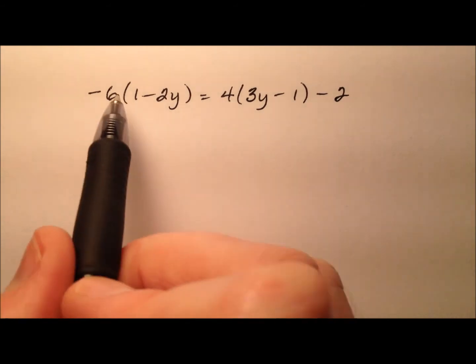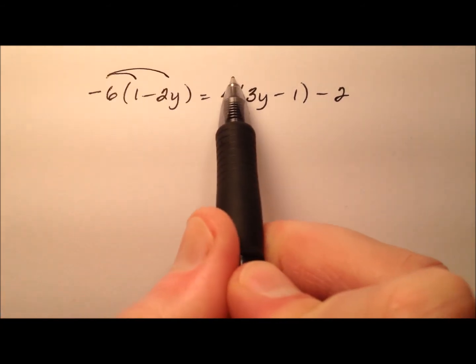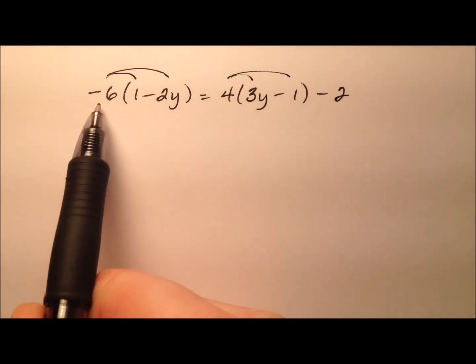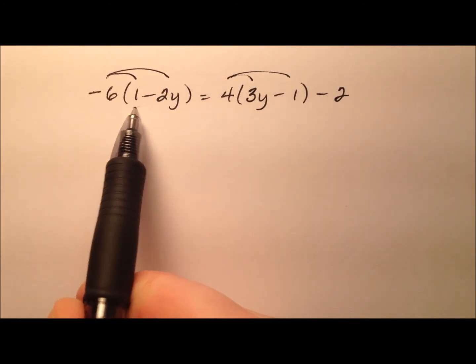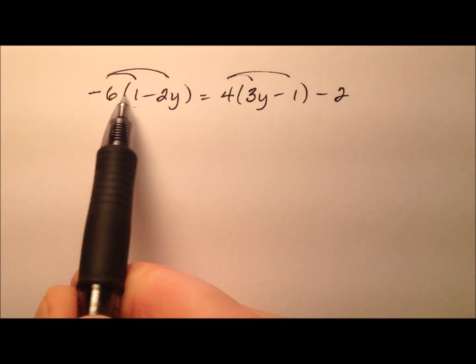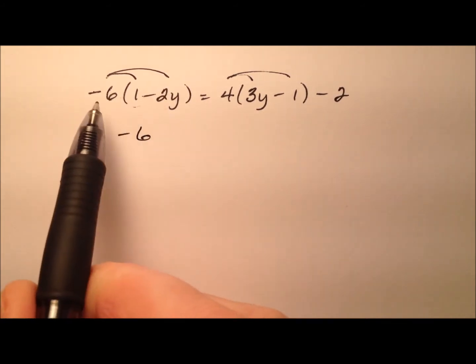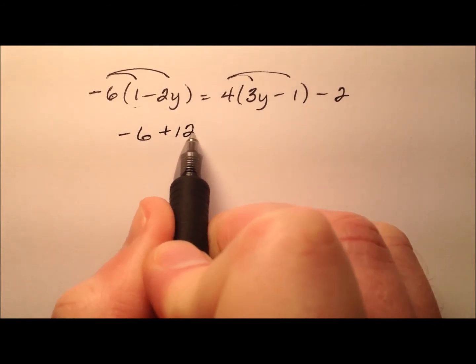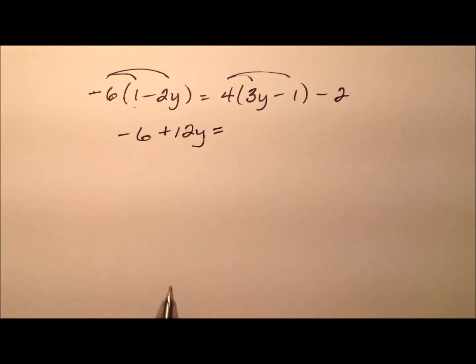kind of get rid of. And so let's do that by first using our distributive property and multiplying through. So on the left side here, we have this -6 that we can multiply by both of these terms. So -6 times 1 is -6. -6 times -2y will be a positive 12y. And that's that left side.